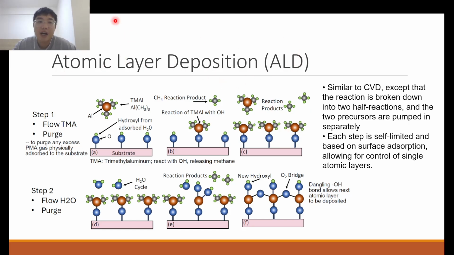Now I will cover the last technique in this video, which is atomic layer deposition. Atomic layer deposition is very similar to CVD in the sense that there is a chemical reaction happening. However, instead of pumping the two reactant gases onto your wafer surface at the same time, we pump in the precursors separately and isolate them through chamber purging. The reason is we want each step to be self-limiting, surface limiting, and thus allow control of a single atomic layer.